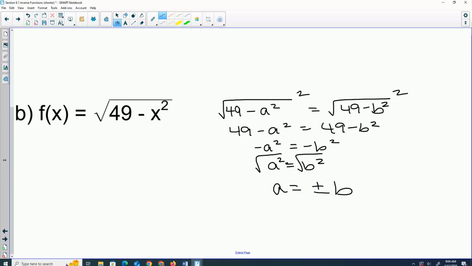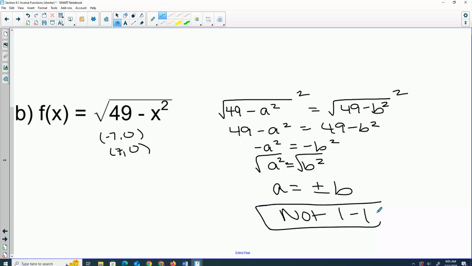That means I can get the same y value by putting in two different x's. I could put in positive 7 and negative 7. If I put in positive 7, I get 0. If I put in negative 7, I get 0. So is this 1 to 1? No.